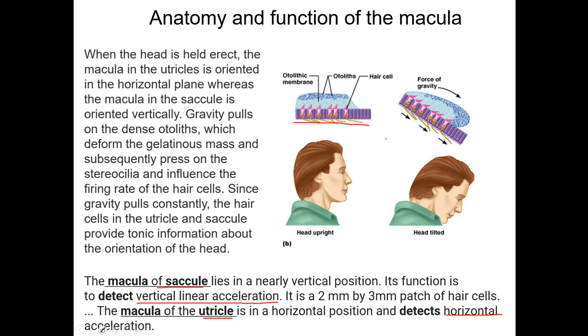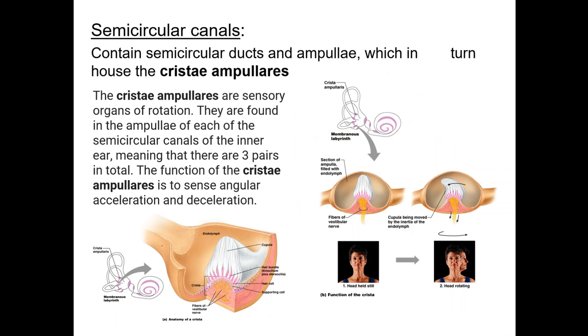And they both function in the same exact way, via the otoliths that sense gravity and deform the gelatinous mass of the otolithic membrane that touches them constantly, basically. All right, so this was the vestibule, and now we're going to look at the semicircular canals.